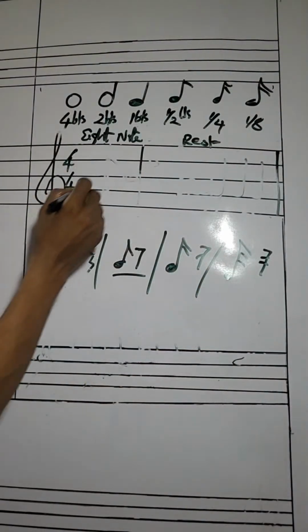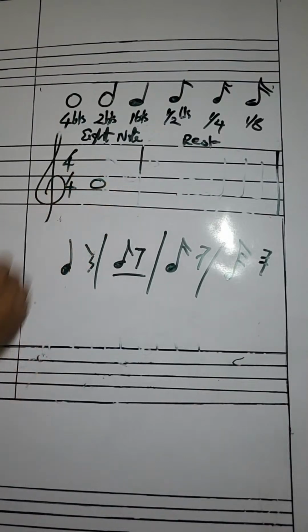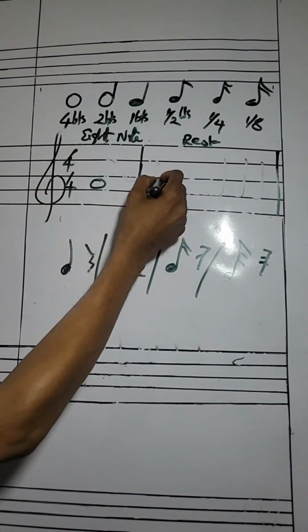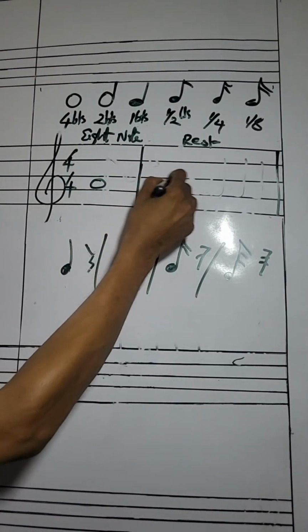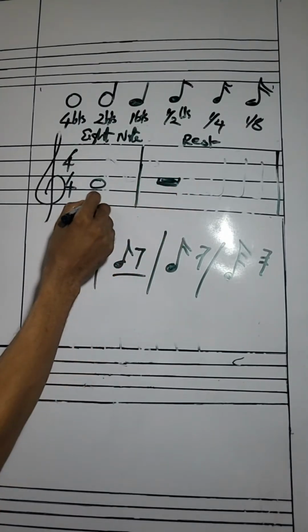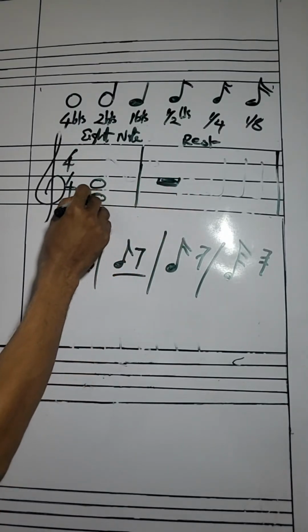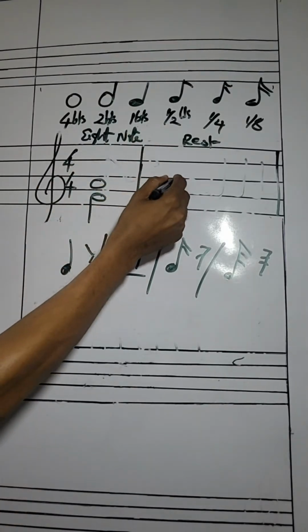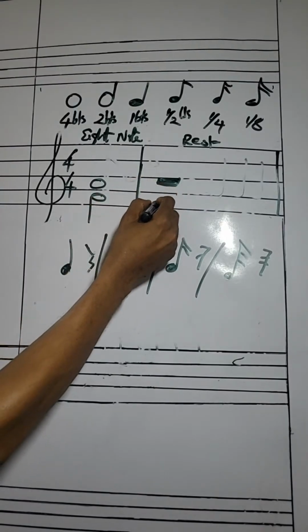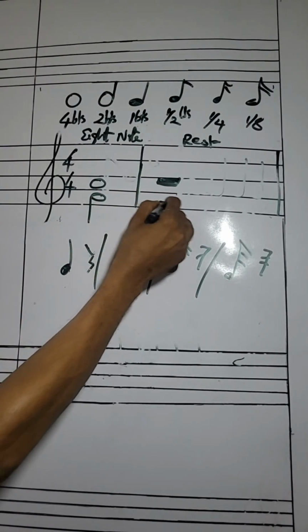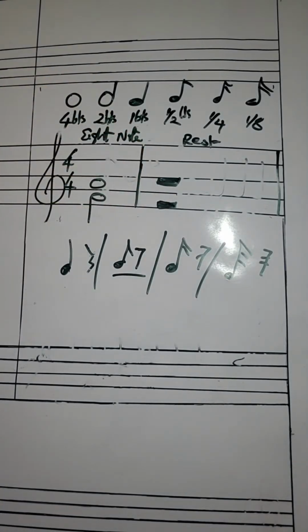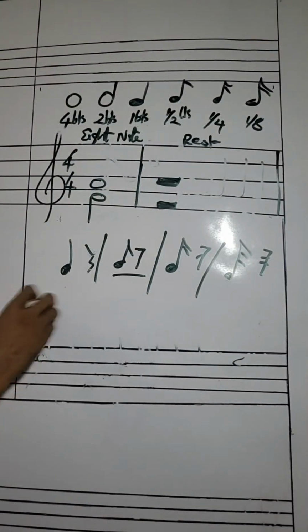And don't forget what we said: the minim has its rest on the line, and the semibreve has its rest under the line. So you can see the difference here. This one is under the line and this one is on the line. Take note of that. That takes us to rhythms and the time signature.